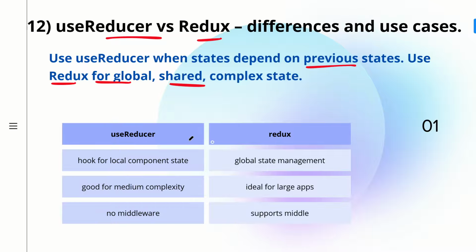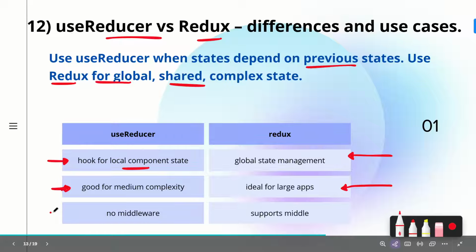Now the differences between useReducer and Redux. The first difference is that useReducer is a hook for local component state. It is useful when the state depends upon the previous state, and it is local component state. Whereas Redux is global state management. Also, Redux is third party, and useReducer is a hook in React. The second difference is that useReducer is good for medium complexity, whereas Redux is ideal for large applications where we need to store the data at a global state.